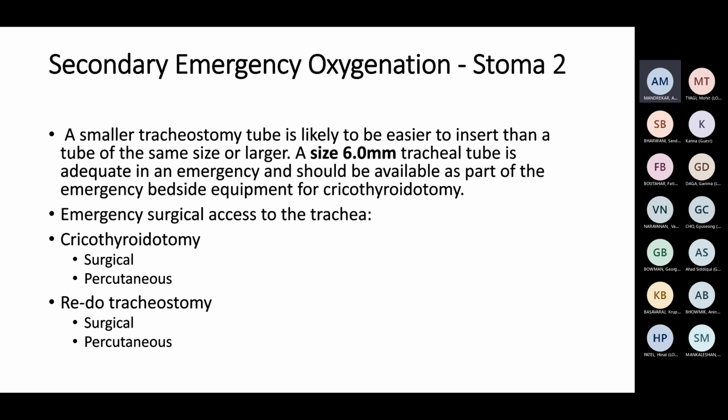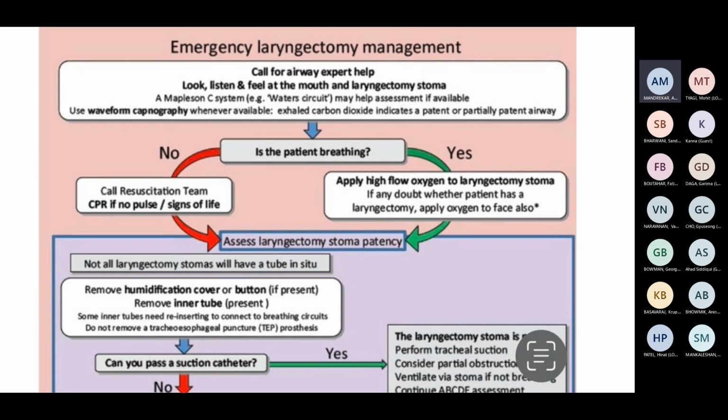So also sometimes when approaching the stoma and not being able to go through the stoma by intubation, we would resort to a surgical approach, either doing an emergency cricothyroidotomy or redoing the tracheostomy itself. And now we would go through the laryngectomy management algorithm.